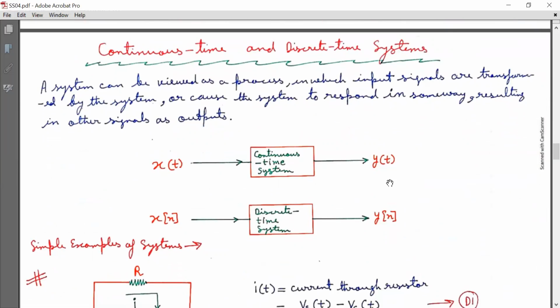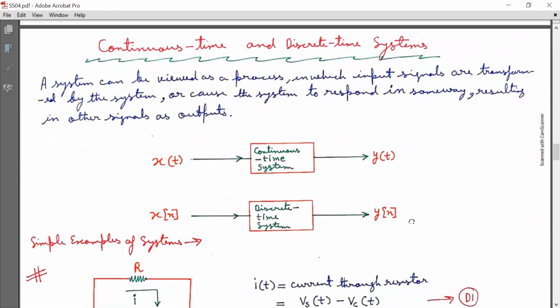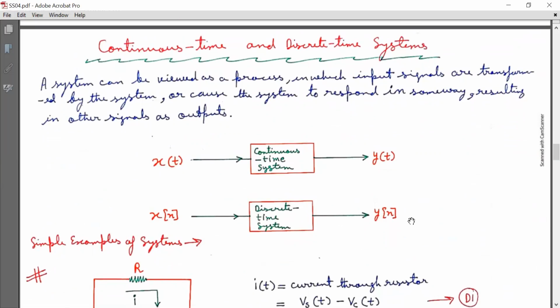Now we will discuss continuous time and discrete time systems. A system can be viewed as a process in which input signals are transformed by the system or cause the system to respond in some way, resulting in other signals as outputs.